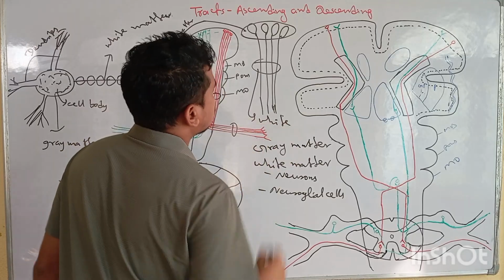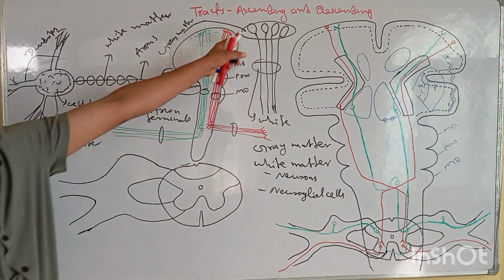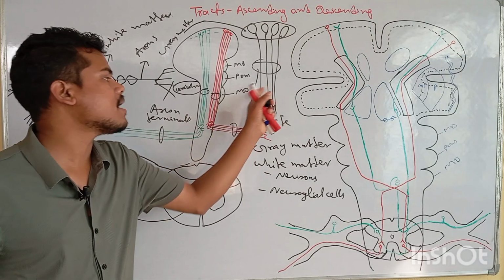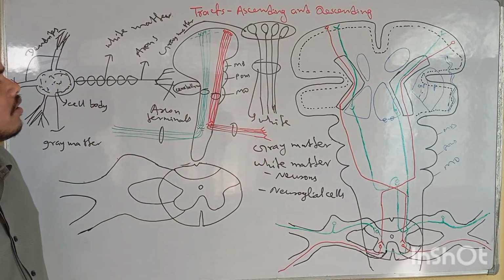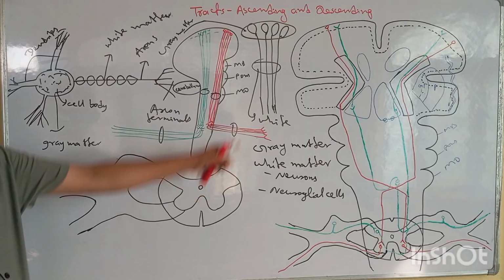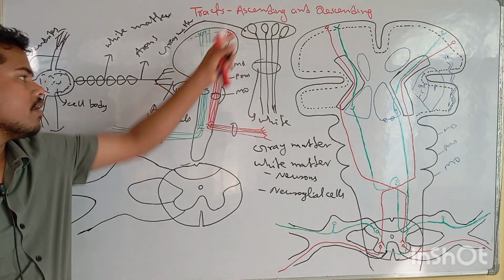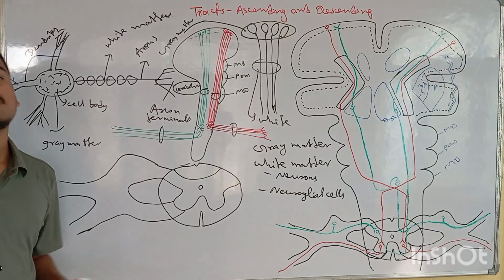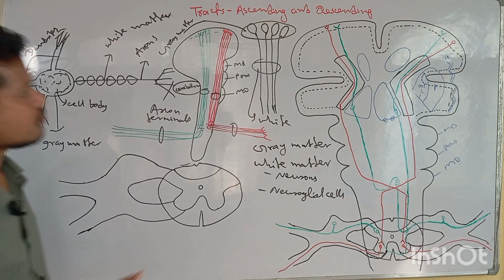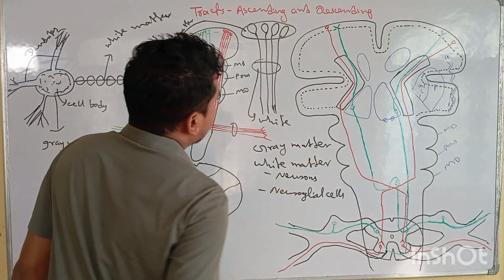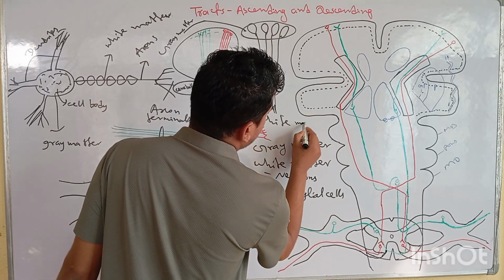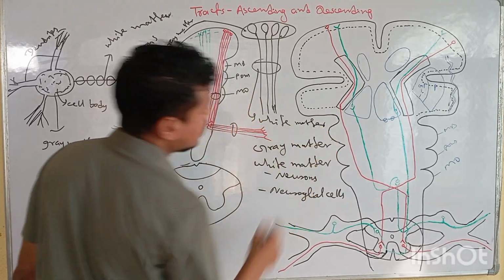And of course, in the gray matter there will be high vascularity according to the need, and in the white matter there will be less vascularity. Both white matter and gray matter contain the supporting cells, that is, neuroglial cells too. So this is about the white matter and gray matter.